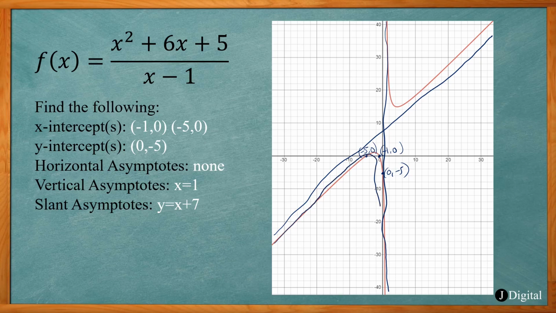in between those two lines. So up here and up here. It's in between the slant asymptote and the vertical asymptote.